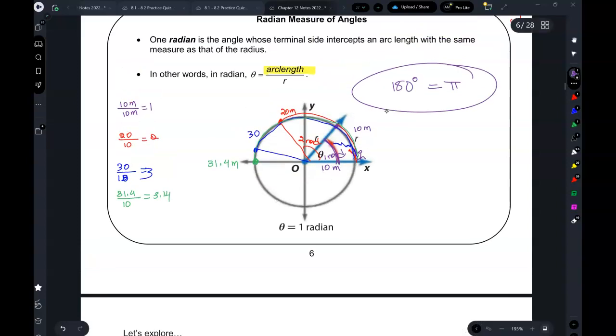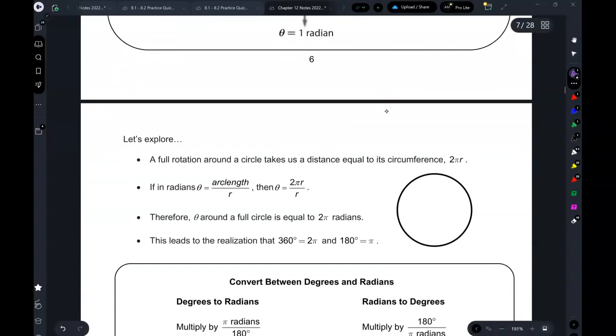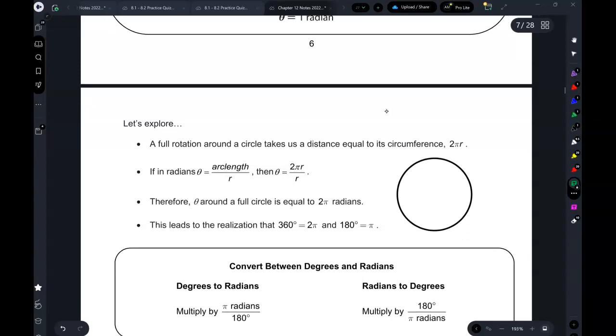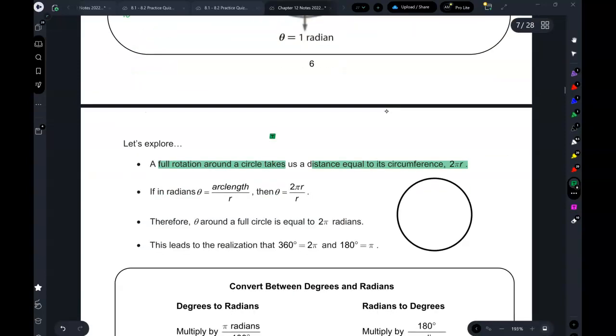All right? That's why you can also add 2 pi. So then, a full rotation around the circle takes us a distance equal to the circumference, 2 pi r. So if I walked the entire circle, how much have I walked? Not 31.4, but basically 2 pi r. Divided by the radius, that's an angle of 2 pi. Do you see that? Isn't that cool? Isn't that the coolest thing you've ever seen in your life?